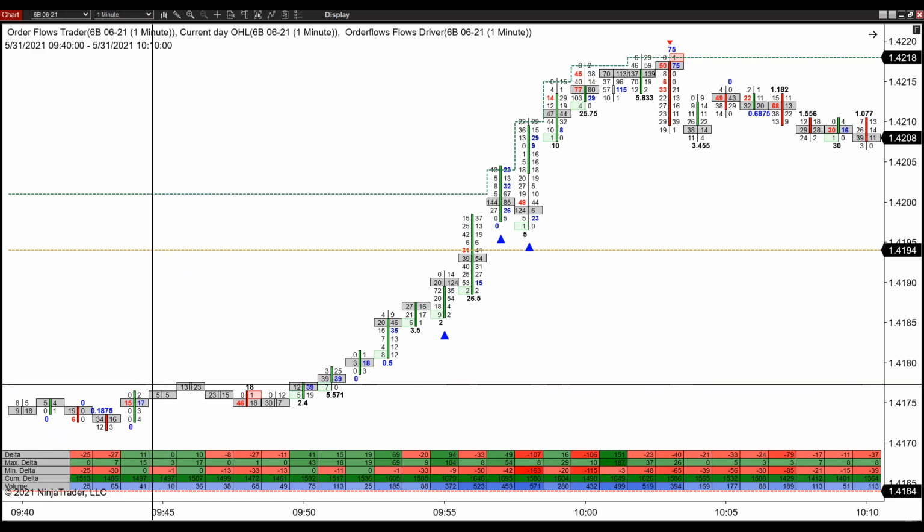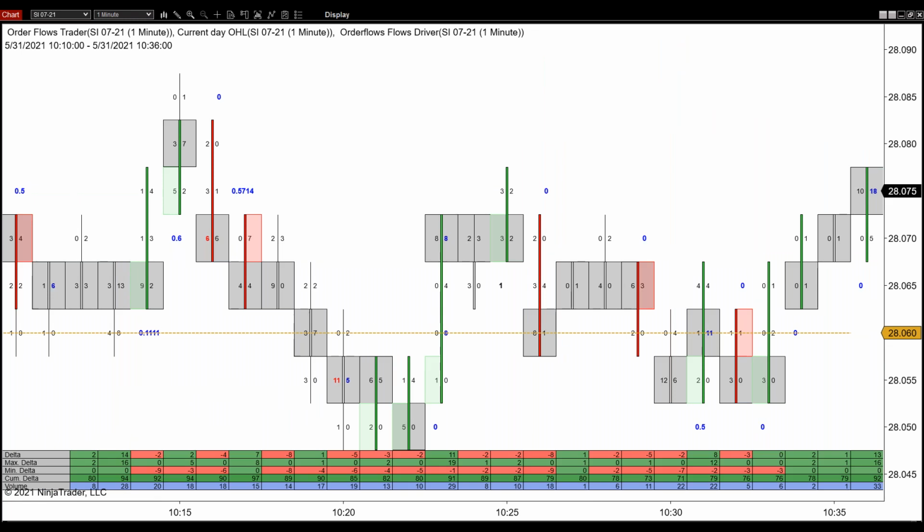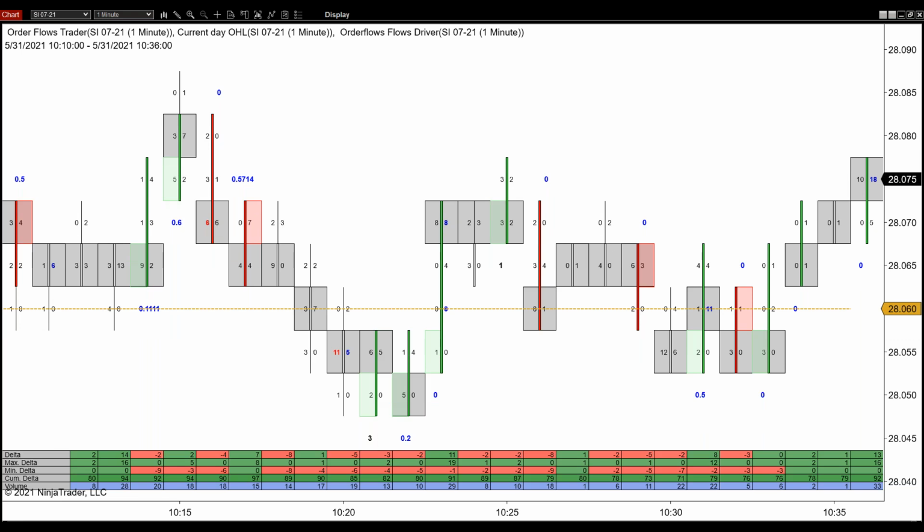Let's take a look at silver, okay? Because silver is one of these markets that a lot of people are interested in nowadays, partly because of the whole GME and all that stuff that's been happening. Now, is it a market that can go parabolic?